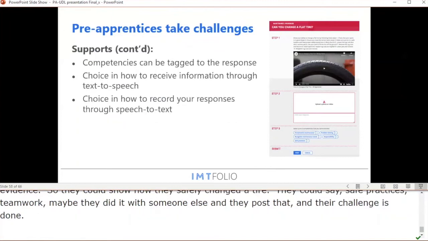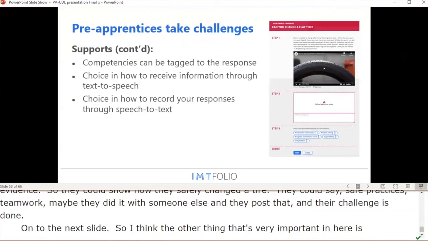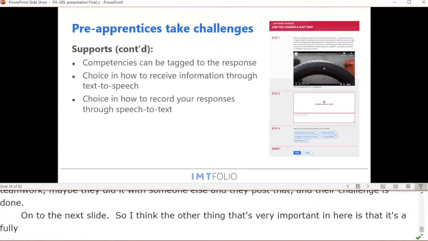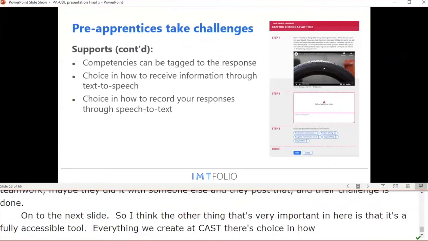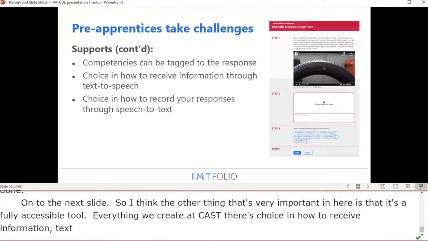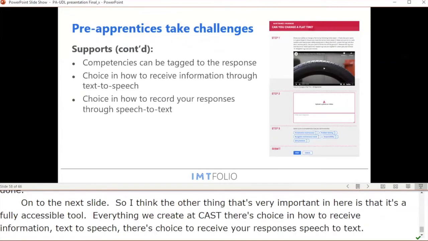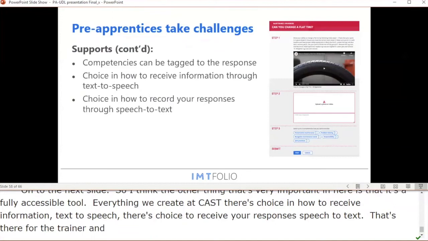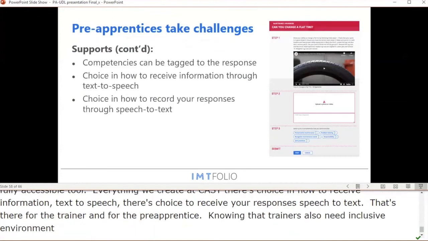So, I think the other thing that's very important in here is that it's a fully accessible tool, like everything we create at CAST. There's choice in how to receive information through text-to-speech. There's choice in how to record your responses through speech-to-text. That's there for the trainer and for the pre-apprentice, knowing that trainers also need inclusive environments for their own instruction. Next slide.